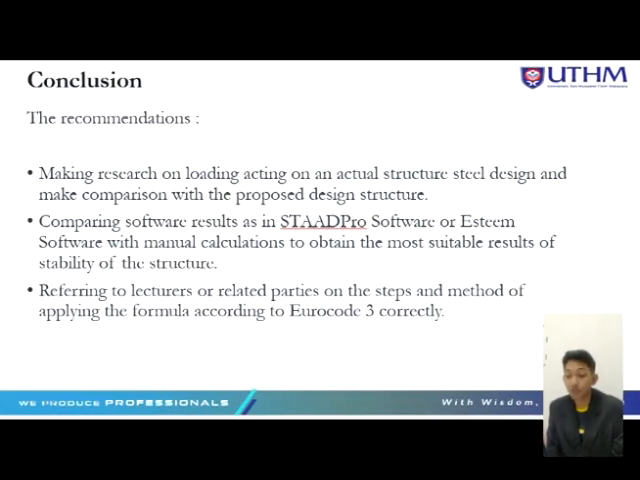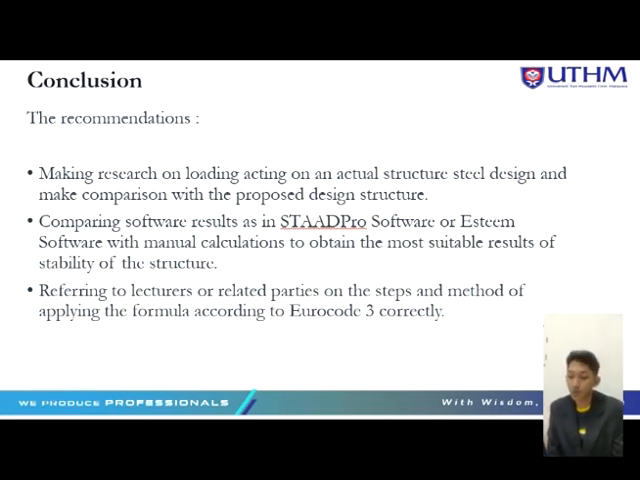Okay, now we move to the conclusion. In this part, we know from the report there may be several errors obtained from the calculation of the design load acting on the structure. By the way, we managed to cooperate as a team and increase our knowledge in manual calculation and software relating to steel structure design.